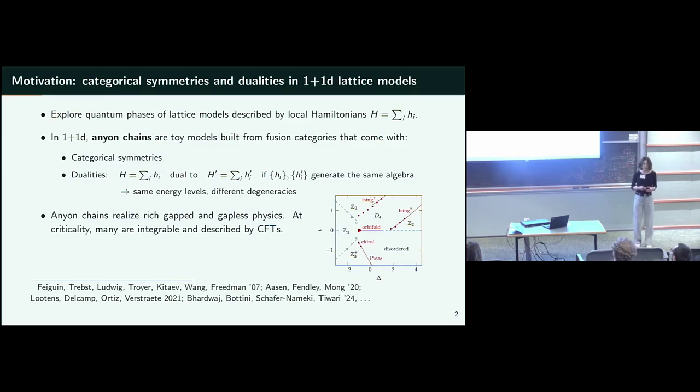So we can use these symmetries and dualities as tools to constrain the phase diagrams of these anyon chains, which can look quite rich, have many interesting gapped phases as well as gapless transitions. And as we've heard this morning, there are also many connections to conformal field theory as well as integrability.